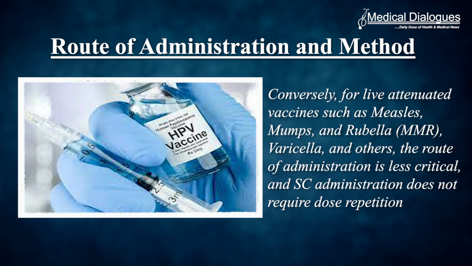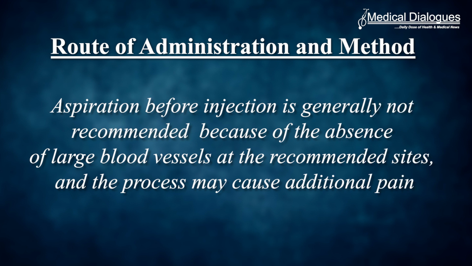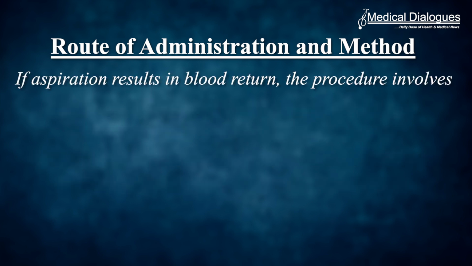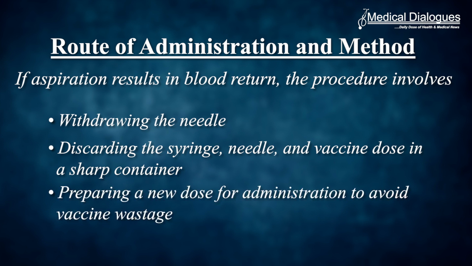Conversely, for live attenuated vaccines such as measles, mumps, and rubella, varicella, and others, the route of administration is less critical and subcutaneous administration does not require dose repetition. Aspiration before injection is generally not recommended because of the absence of large blood vessels in the recommended sites, and the process may cause additional pain. If aspiration results in blood return, the procedure involves withdrawing the needle, discarding the syringe, needle and vaccine dose in a sharp container, and preparing a new dose for administration to avoid vaccine wastage.